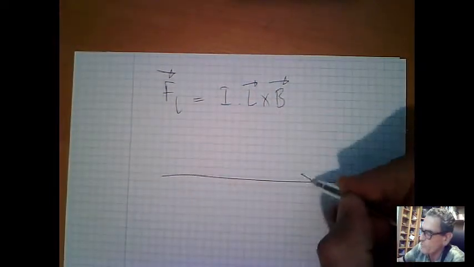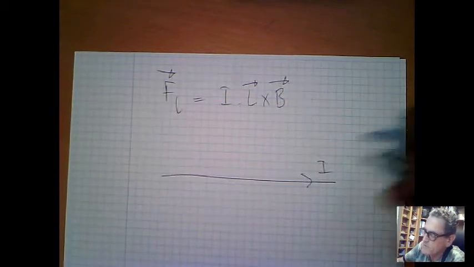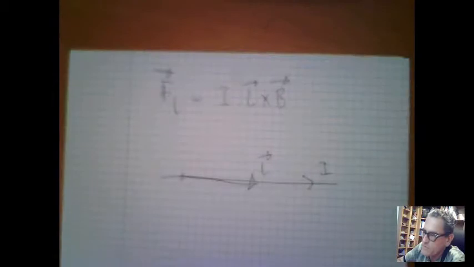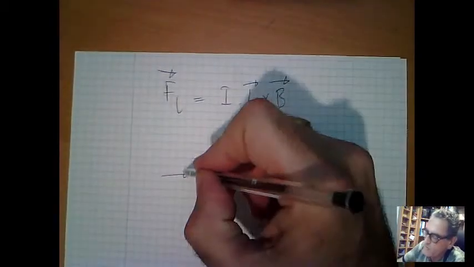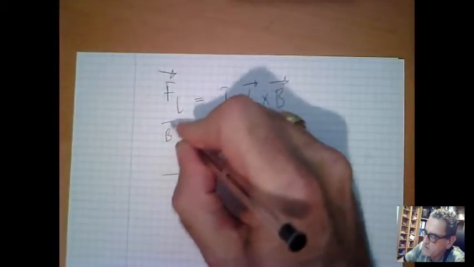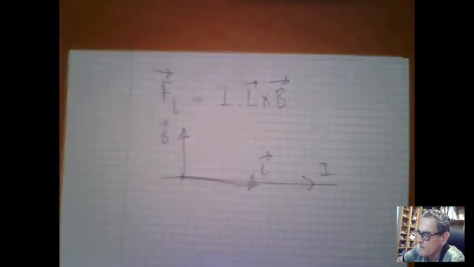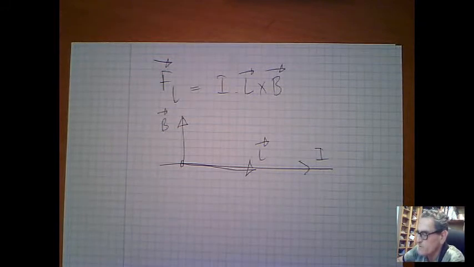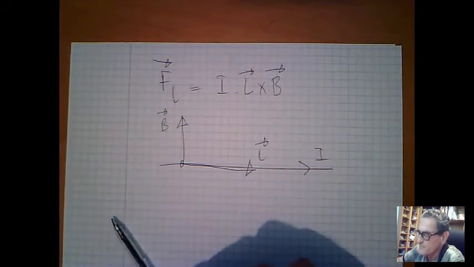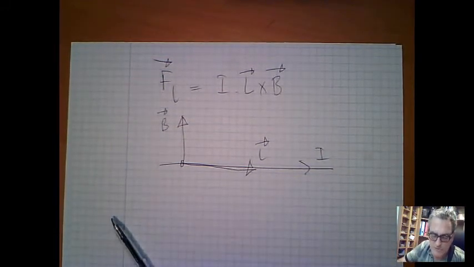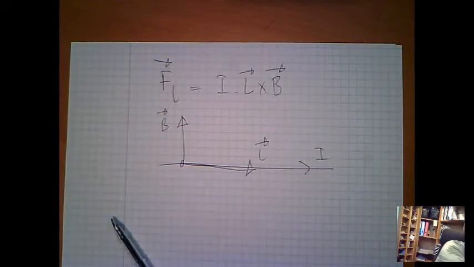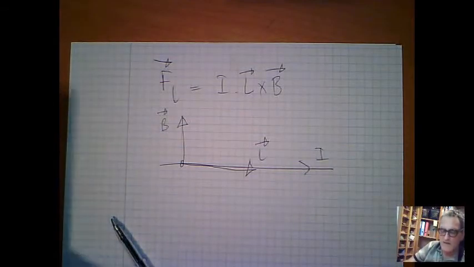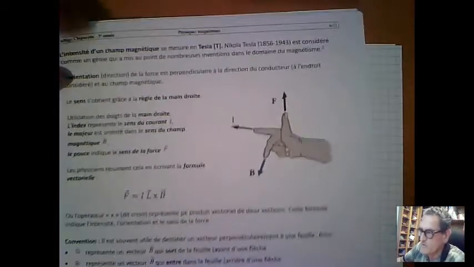So if we have one current I flowing in this direction, we are going to have our L, the length of the conductor, in that way. If the magnetic field, let's say, is pointing up, in which direction is the force going to be? Do you remember that? We did that last time. And the law was this.